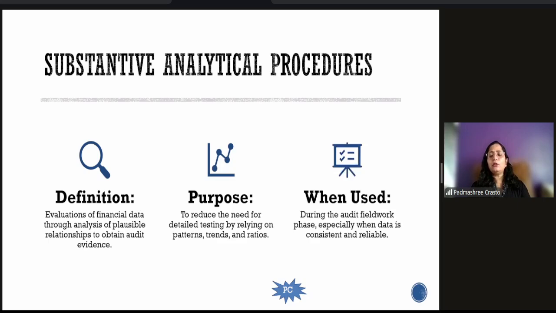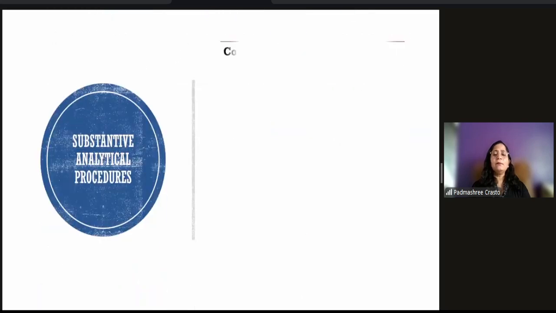And it is used during the audit fieldwork phase, especially when data is consistent and reliable. So these two things are very, very important. Your data has to be reliable, consistent. So relevance, reliability, and integrity. This doesn't go anywhere. This is very, very important. Relevance, reliability, as well as integrity. If you have this, then only you can use this. Otherwise, you are not able to use this, right?